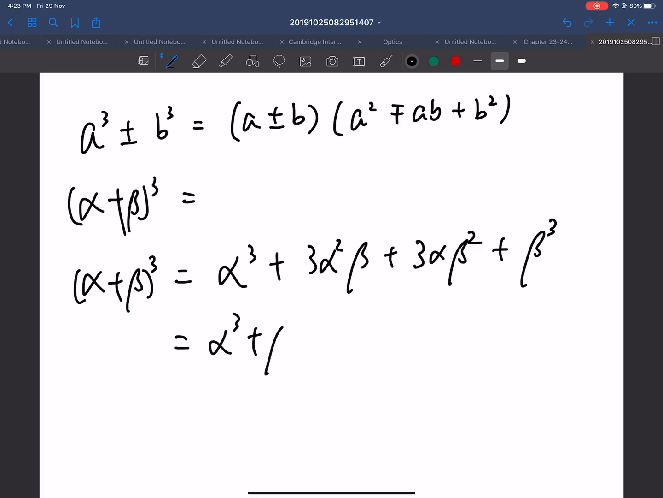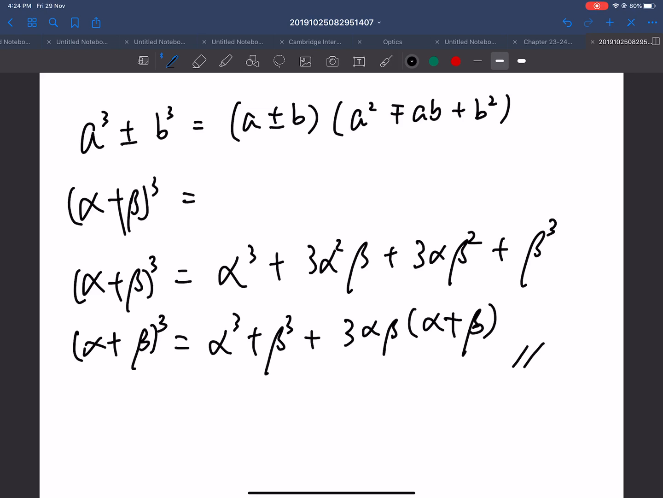Oh, you get what you want. It's alpha cube plus beta cube. There's something left. Will it be easier to do by this method? This one you know, alpha plus beta, you know. You want this one. Alpha times beta, you know, alpha plus beta, you know, and you can get it.